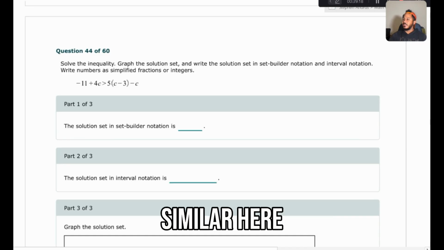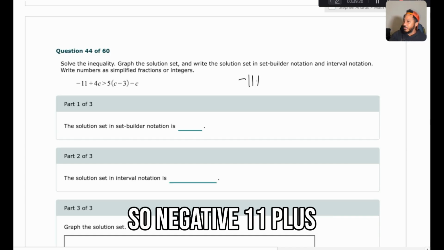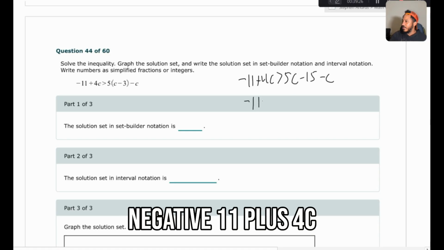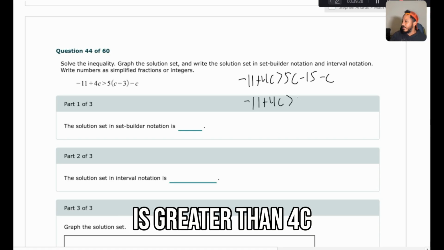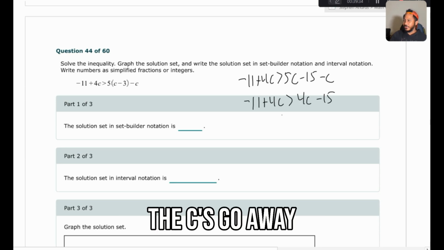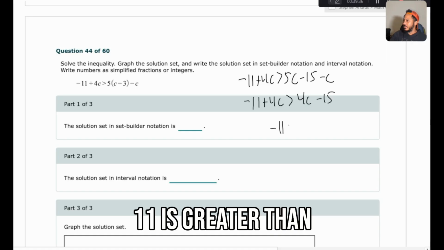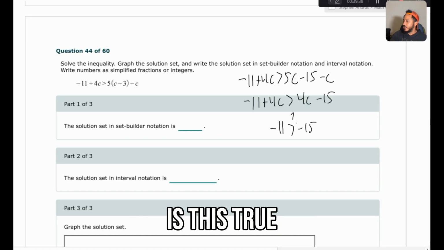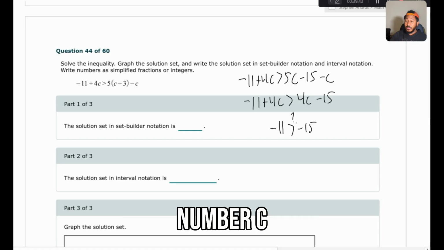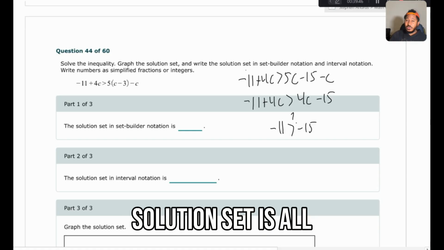All right, so we're doing something similar here, right? So negative 11 plus 4c is greater than 5c minus 15 minus c. Combining like terms, negative 11 plus 4c is greater than 4c minus 15. But then when I subtract 4c, notice what happens. The c's go away. So we get negative 11 is greater than negative 15. Is this true? Yeah, negative 11 is bigger than negative 15. So since this is true for every real number c, then this solution set is all the real numbers.